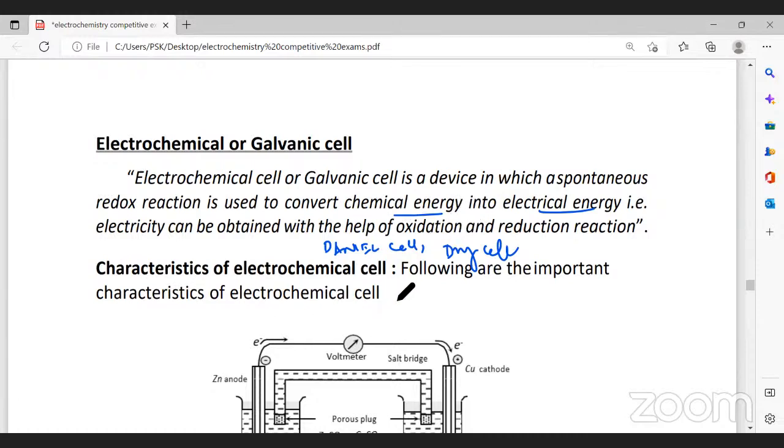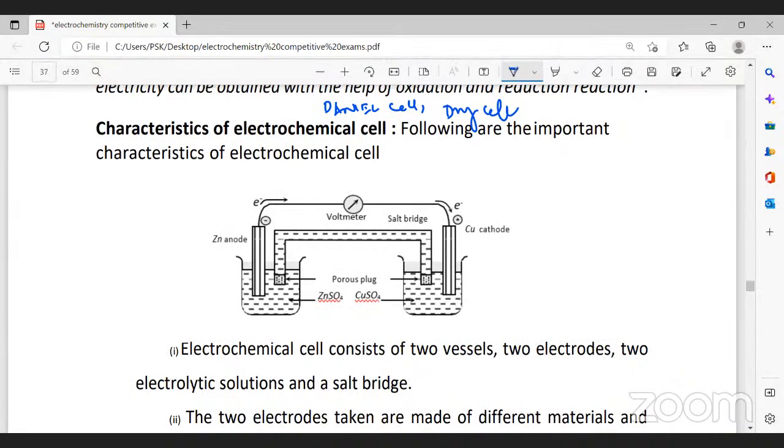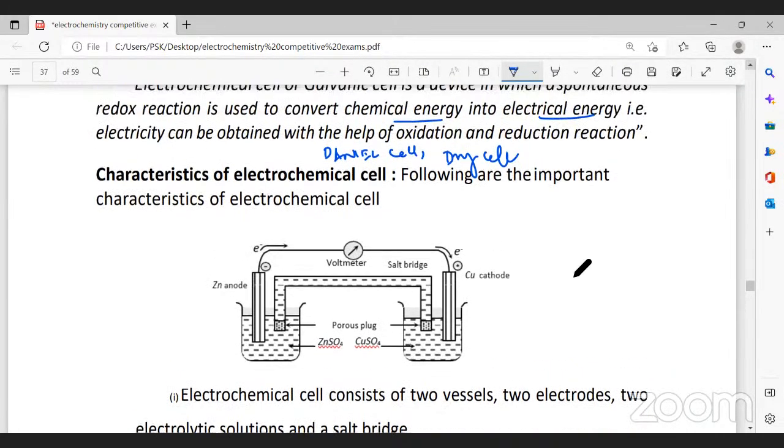Now, characteristics of electrochemical cells. Following are the important characteristics of an electrochemical cell. We will learn the characteristics a little later. We will try to understand the construction and working of an electrochemical cell. Firstly, in order to understand an electrochemical cell, we need to understand a term called electrode.